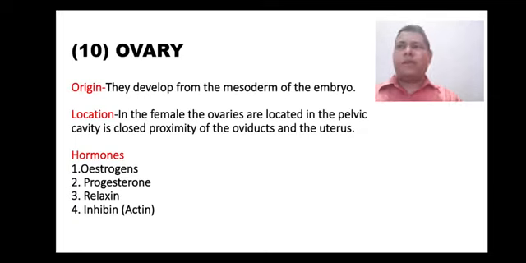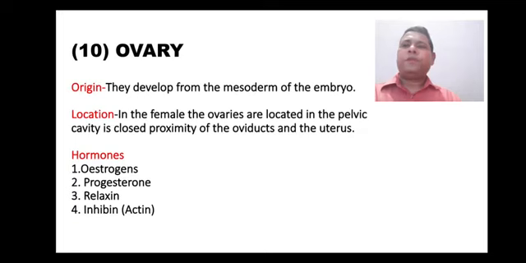Hormones of the ovary: the different hormones are released by the ovaries as follows. Number 1, estrogens. These are secreted by the cells of the Graafian follicles. It stimulates the development of female secondary sex characters during puberty and maintains them through the reproductive years of adult life. It also stimulates maturation of the ova and development of the uterine epithelium and the mammary glands.